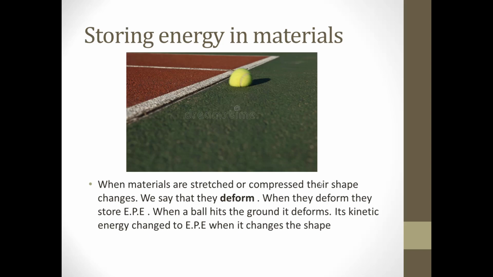When a ball hits the ground, it deforms. And look at the picture. Okay, when a ball hits the ground, it deforms. So its kinetic energy at this instant changes into elastic potential energy. But only when the ball changes shape, so there is a deformation of the object, the ball stores elastic potential energy at this instant.